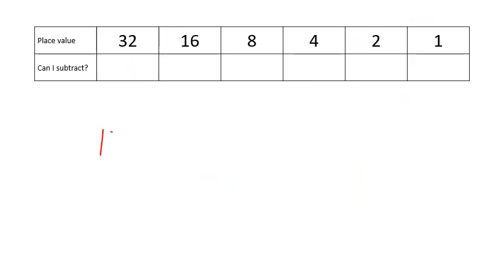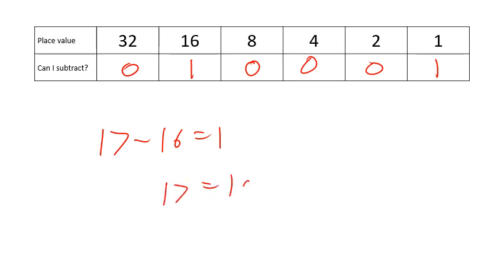Next number, 17. Well, that's 16 plus 1, so you can just put some zeros in the middle, if you're getting quicker at this, and of course knowing the 32. But still, you can say 17 minus 16 equals 1, and so we've got a 16 and a 1, so 17 equals 16, 0, 0, 0, plus a 1.